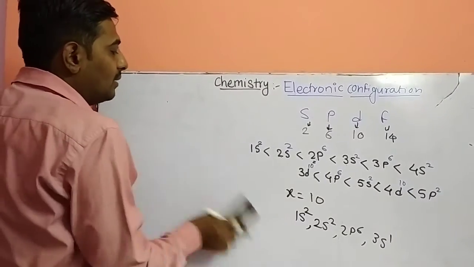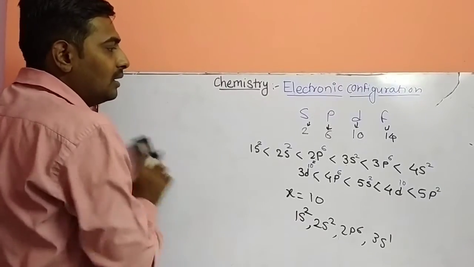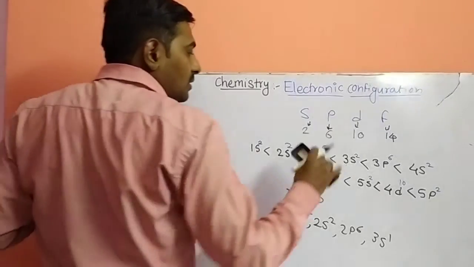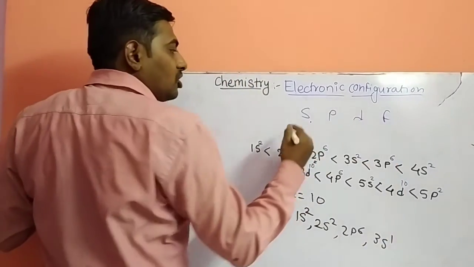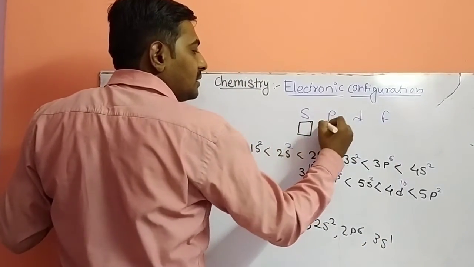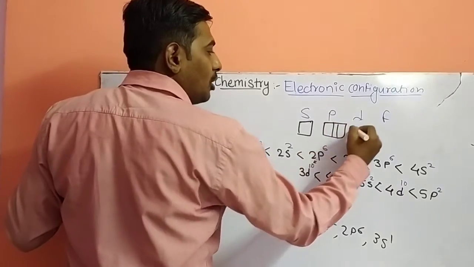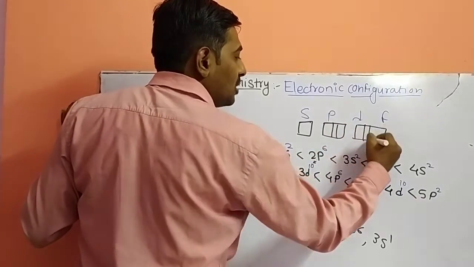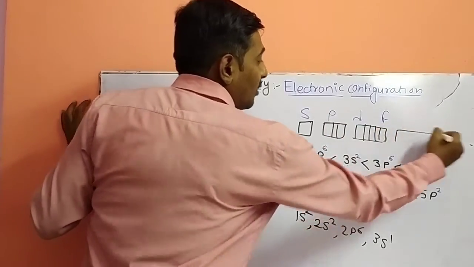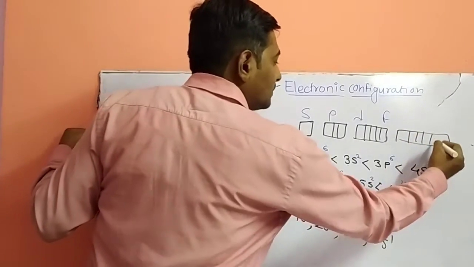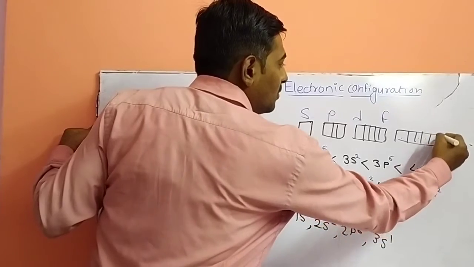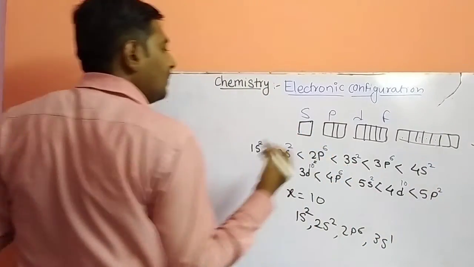Let's see the atoms and how we have to fill the electrons in the atoms. So let's see. The s orbital is like this. The p orbital has 3 suborbitals. The d orbital has 5 suborbitals. The f orbital has 7 suborbitals: 1, 2, 3, 4, 5, 6 and 7.